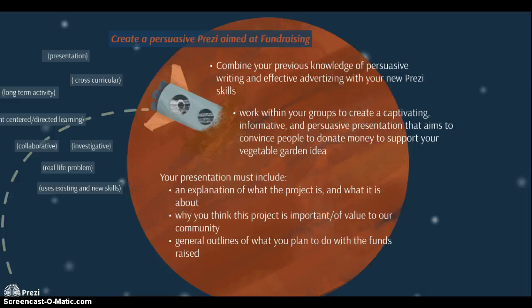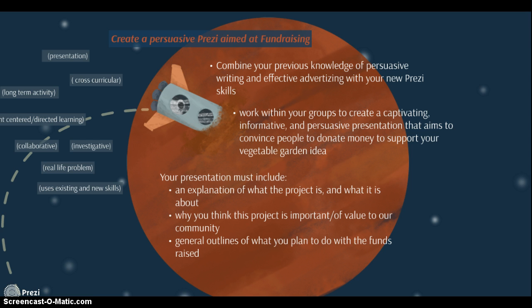So you guys are going to use your new Prezi skills to create a persuasive Prezi aimed at fundraising. So we're going to show your presentations to different adults to help convince them to contribute money to your project so we can get started on this garden idea. So you're going to combine your previous knowledge of persuasive writing and effective advertising with your new Prezi skills. You're going to work within your groups to create a captivating, informative, and persuasive presentation that aims to convince people to donate money to support your vegetable garden idea.